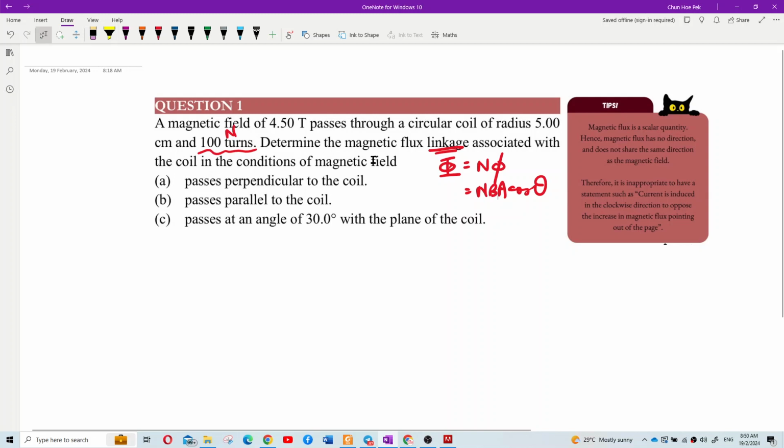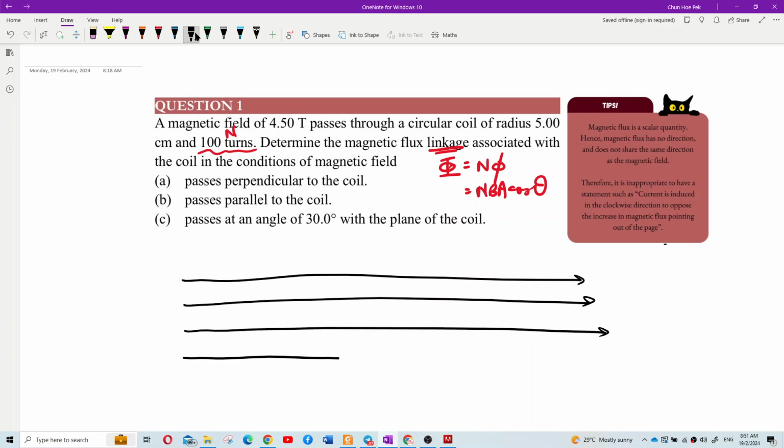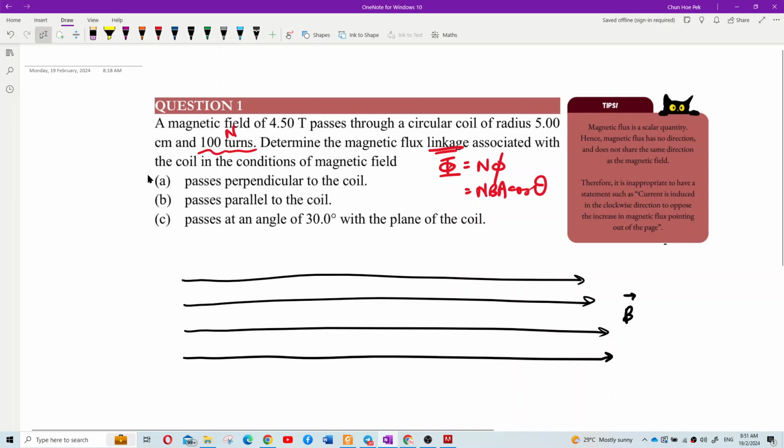Flux linkage associated with the coil in the conditions of magnetic field passes perpendicular to the coil, passes parallel to the coil, passes at an angle 30 degrees with the plane of the coil. So how? Let us do one. Let's say this is the magnetic field. So the first one, A, the field passes perpendicular to the coil.